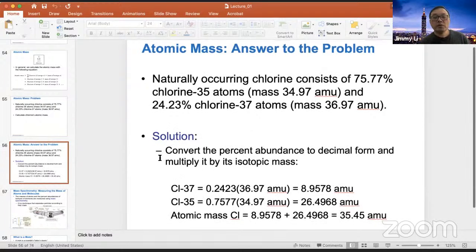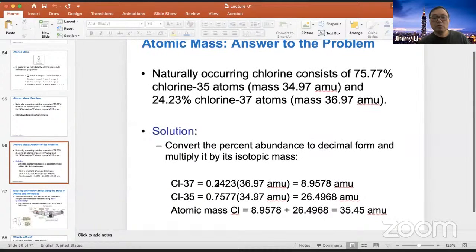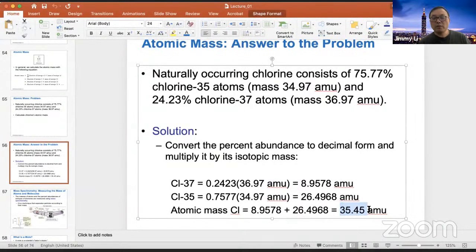All right, here comes the solution. We take the fraction of the first isotope times the weight of the first isotope, plus the fraction of the second isotope times the weight of the second isotope. We add it together, and this is the average weight of chlorine, 35.45.